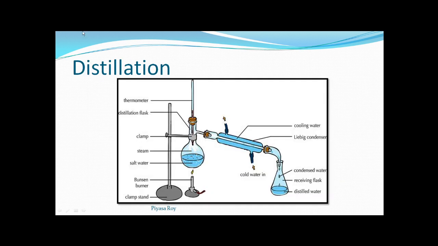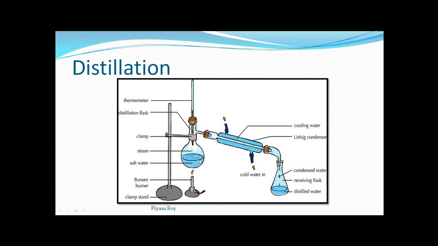Next, come to the distillation process. This process again we can use for the mixture where the solute particle is soluble in water, soluble in the solvent. So for a salt and water mixture, we can use this distillation process. Here, in the container, we will be heating the solution. This is the Bunsen burner.